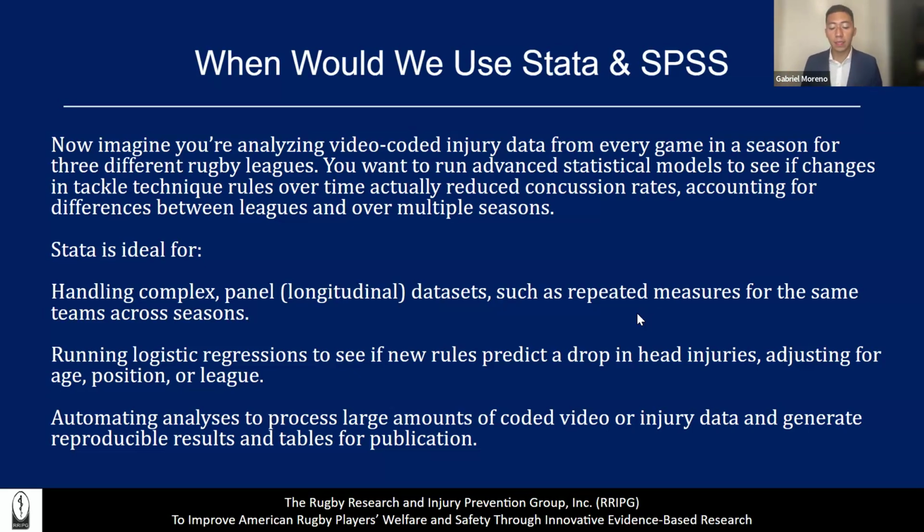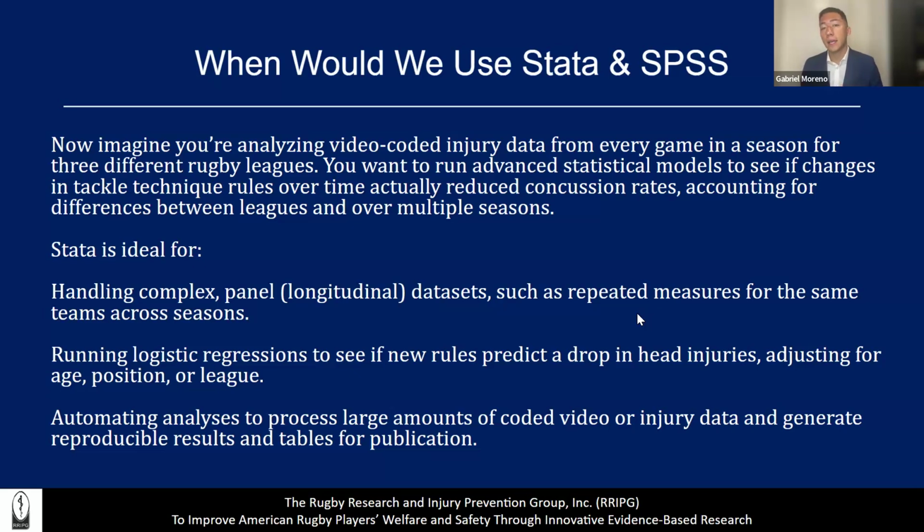Stata is better for this because it handles the complex longitudinal data sets, such as the repeated measures for the same teams across seasons. The second benefit is that it can run logistic regressions to see if new rules predict a drop in head injuries, adjusting for the age, position, league, or year.